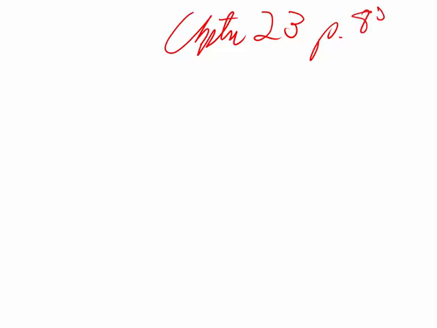Okay. All right, we're on chapter 23, and we want to look at page 832. So let's look at number 10. It says, what is the equivalent resistance of each group of resistors shown in figure 23.10?